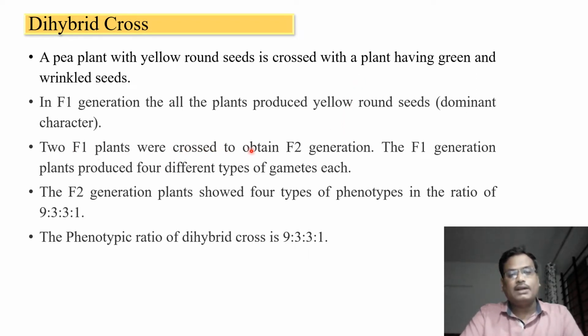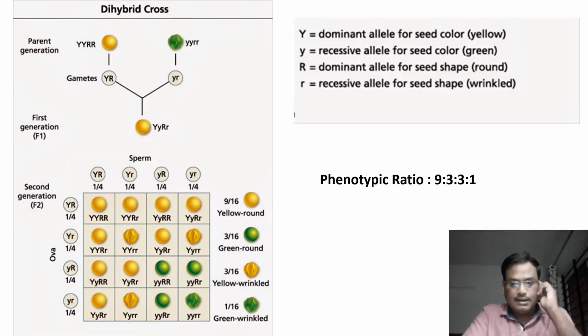Two F1 plants were crossed to obtain F2 generation. So the same thing is done here, and F1 plants produced four different types of gametes each. We'll understand why we have to consider four different types of gametes here. The F2 generation showed four types of phenotypes in the ratio of 9:3:3:1. That is the result he obtained. Remember, there are only two parental phenotypes, but in the F2 generation, he is getting two additional phenotypes. So, what is that? Let us try to understand.